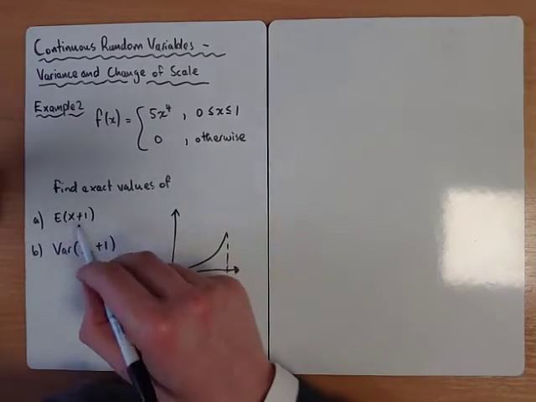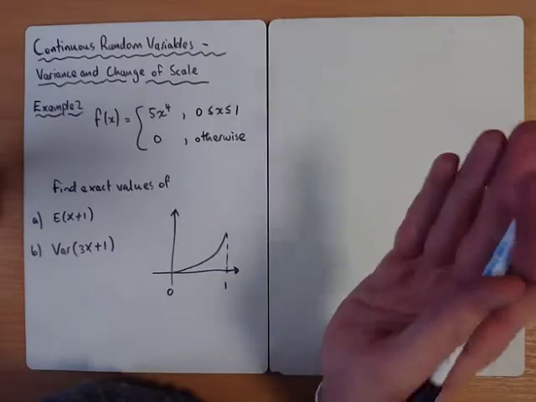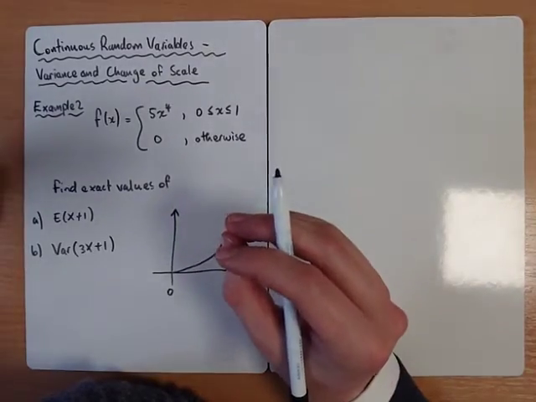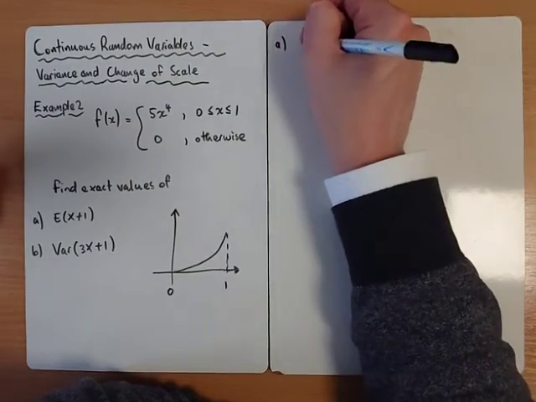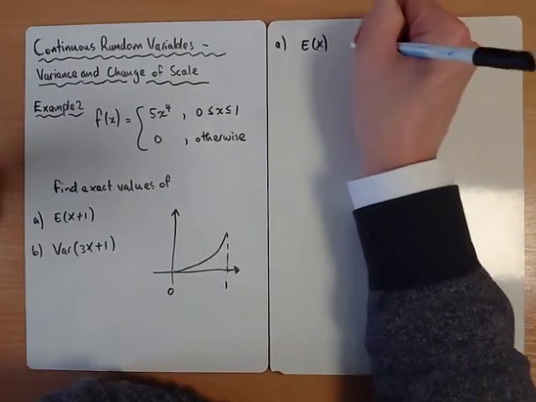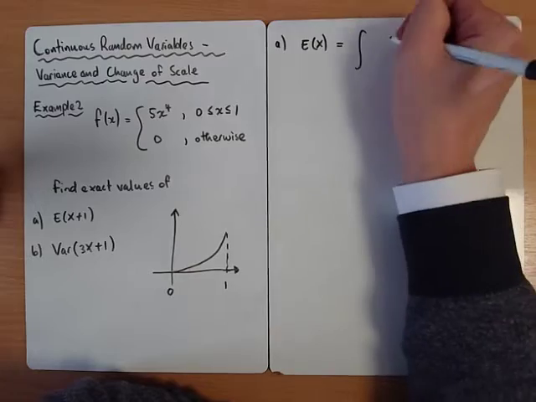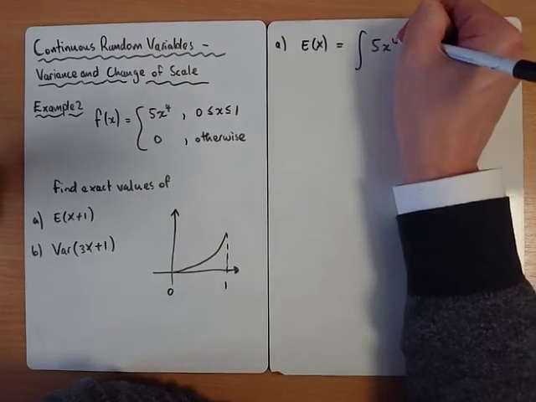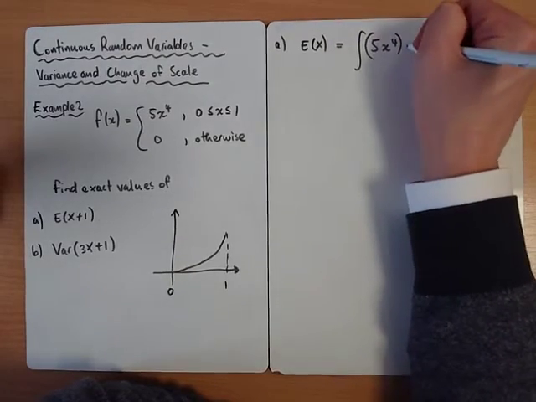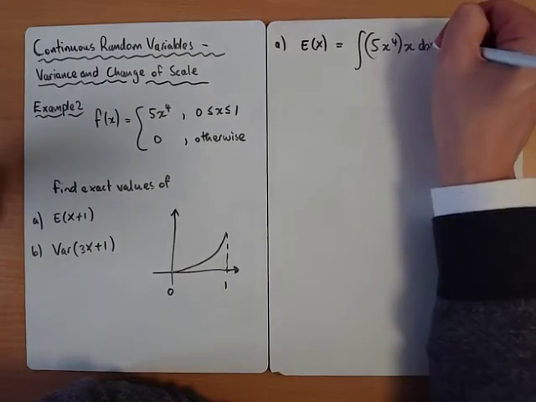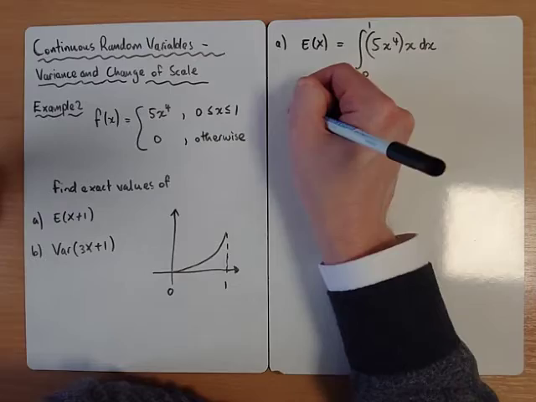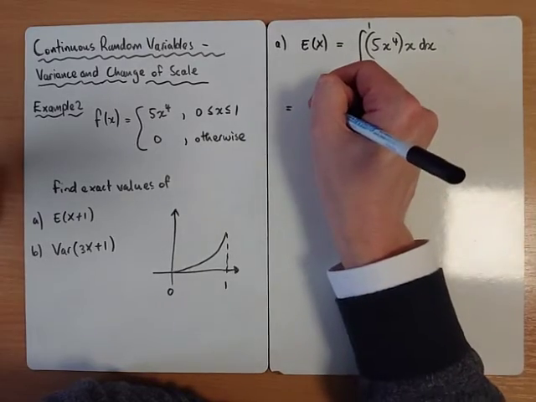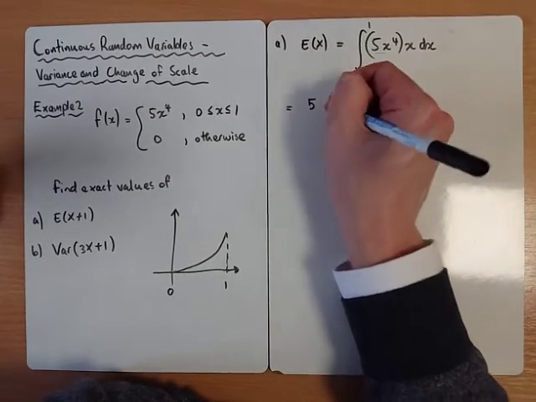If you wanted the expected value of x plus 1, you could, if you want, multiply by x plus 1 and then integrate. But the way I'm going to do this is, first of all, I'm going to figure out the expected value of x. So let's multiply by x between 0 and 1. And you can take the 5 out if you want.